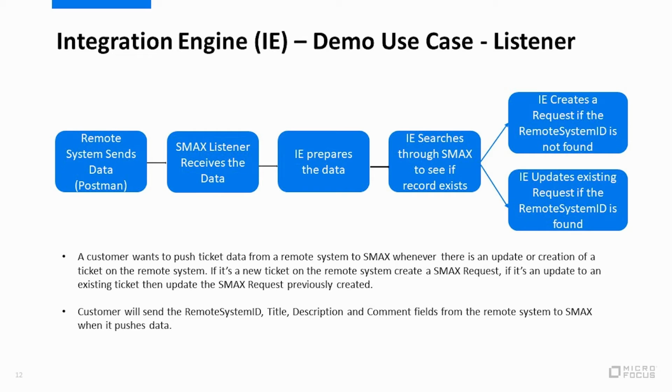The SMAX listener will listen on a URL that I'll explain in a minute. The information is then passed along to the integration engine where the data will be processed for use. It will search through all existing requests looking for a specific value and determine if there is an existing request or if it needs to create a new one. And then you can see if the integration finds the request, it would update it. If it needs to create a new one, then it would create a new one.